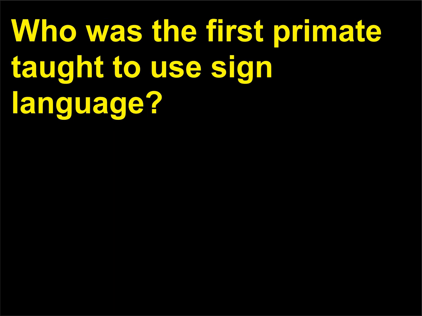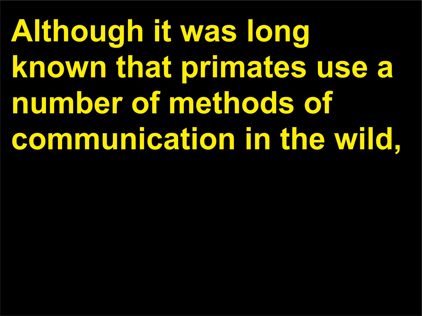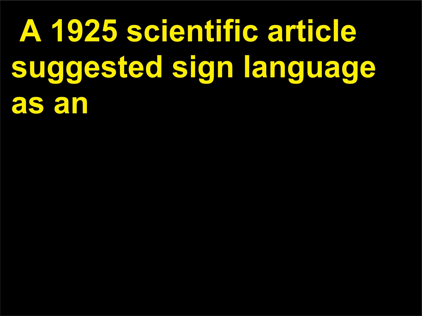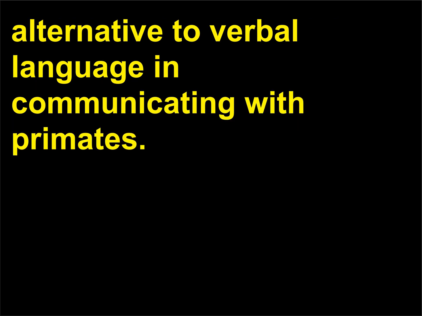Who was the first primate taught to use sign language? Although it was long known that primates use a number of methods of communication in the wild, early attempts, from 1900 to the 1930s, to teach primates simple words were failures. A 1925 scientific article suggested sign language as an alternative to verbal language in communicating with primates.